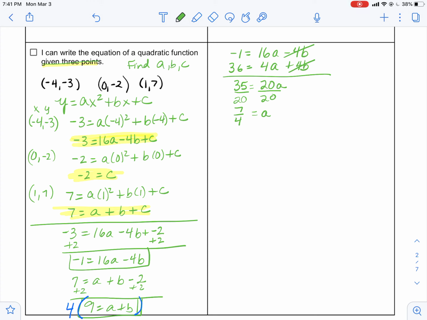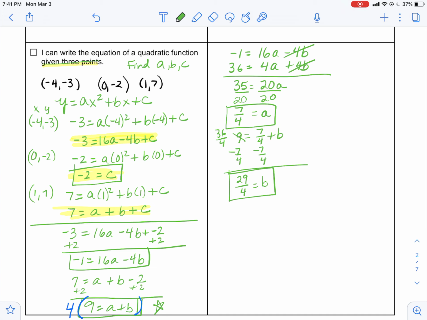Okay, and then I need to find b, so I'm going to go back to this bottom equation. So 9 equals a plus b. So I'm going to move this over. And let's see, I can change 9 to 36 over 4. So that would be, what is that? 29 over 4 is b. So I've got my a value, I've got my b value, and c I already knew.